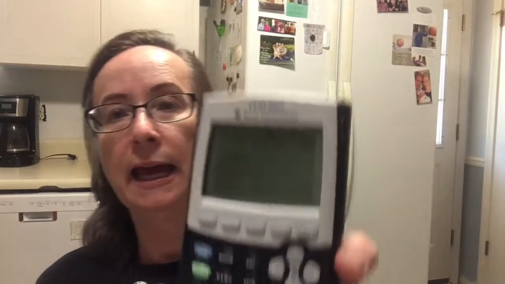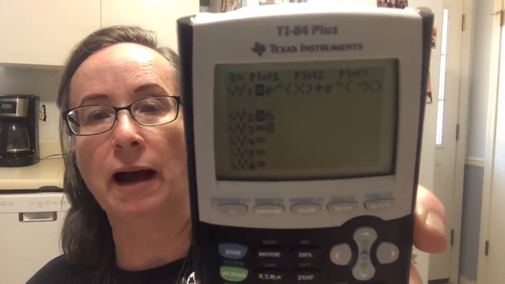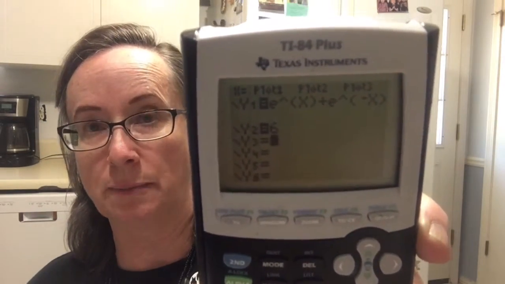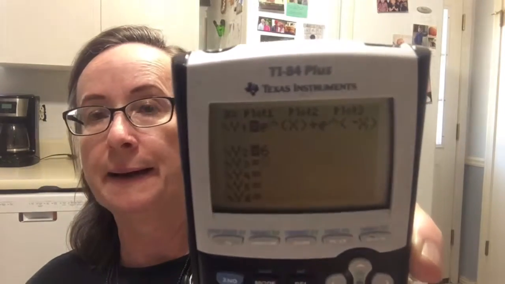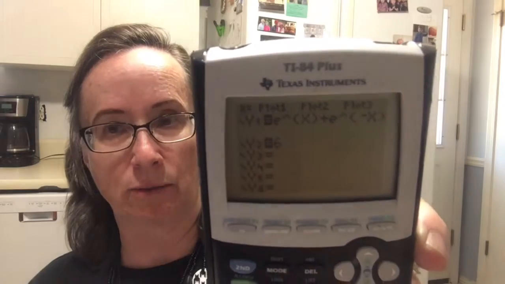So my y2 is going to be equal to 6. So y2 is equal to 6. So I plug that in. And now I am ready to graph my functions. But I probably need to make sure that my window is going to be all right.